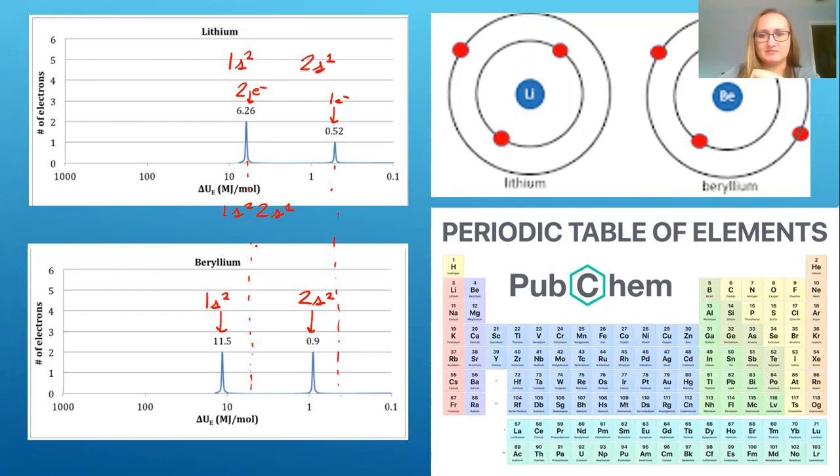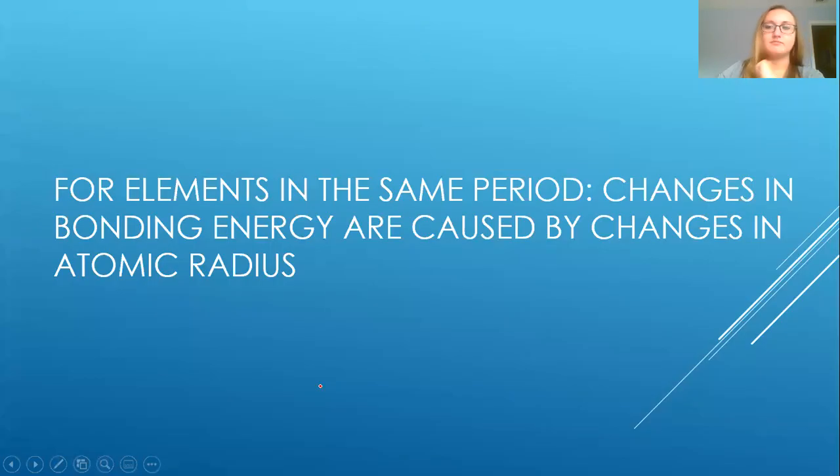Why is that? Well, what do we know as we move across the periodic table? Yes, we know that ionization energy increases, but why? Because atomic radius decreases. For elements in the same period, changes in binding energy are caused by changes in atomic radius. Scholars, this is a good place to stop if you need a break.